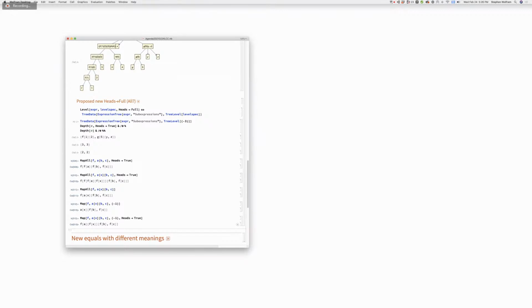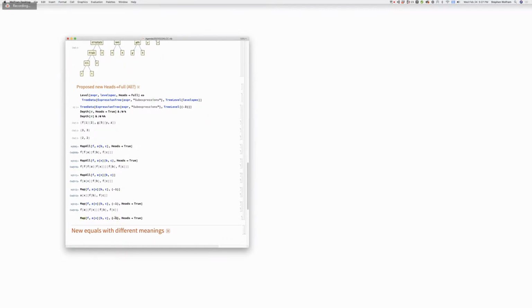So wait a second. In this case, I was at level -1 inside the head, right? So how would this be different if heads were full? Guys, how would this be different for this map at level -1? At -1, it might not be different, because you're only taking basically atoms, including inside the heads. So you need sort of -2.